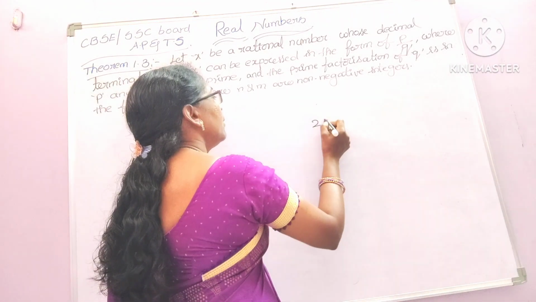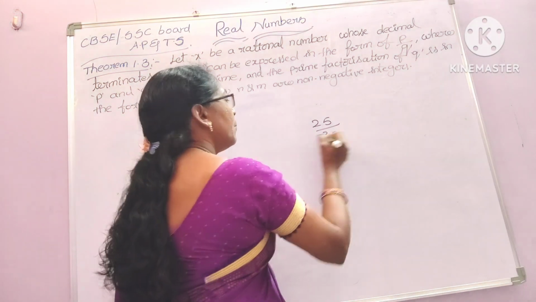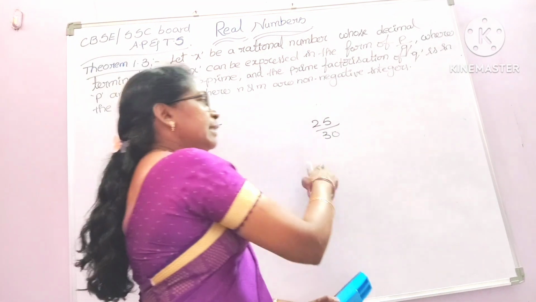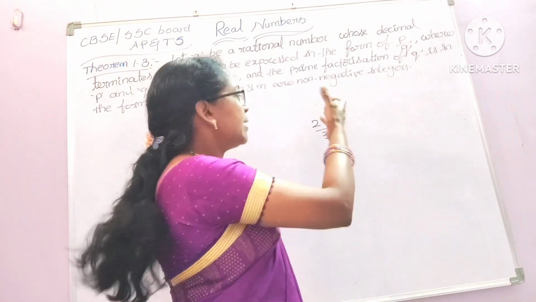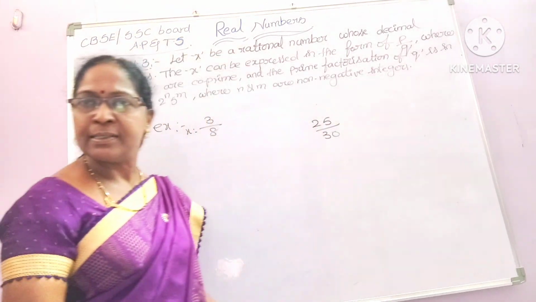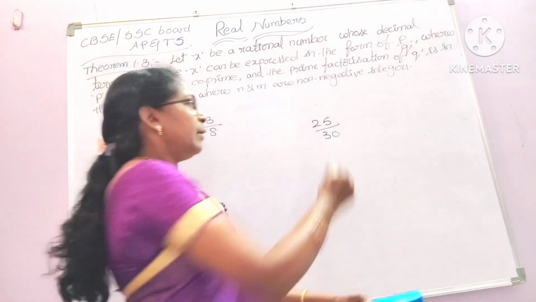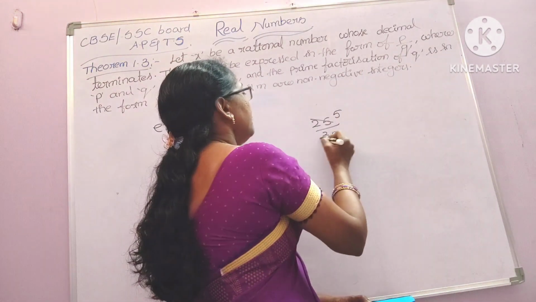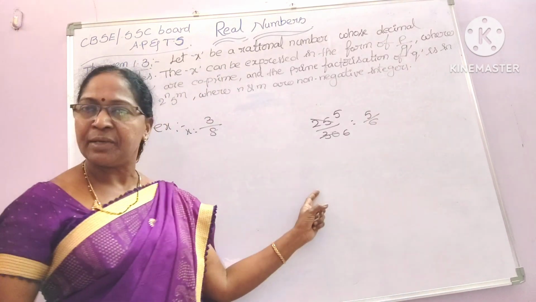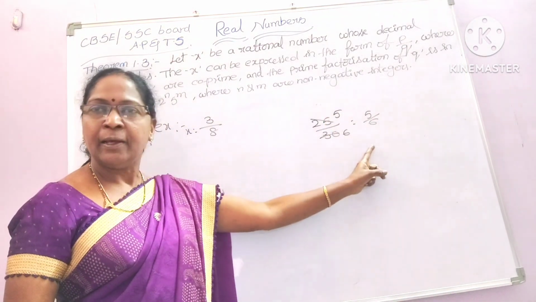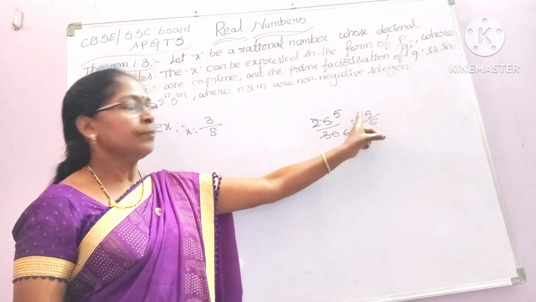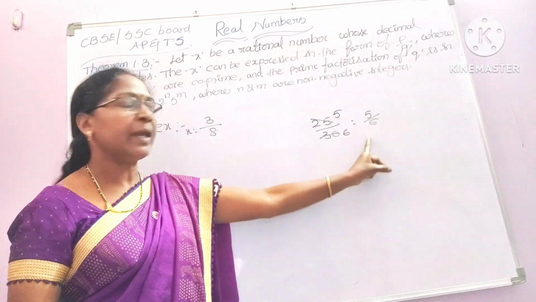For example, here 25 by 30 is a number. This is also a rational number, so this is also in the form of p by q. But you can simplify both the numbers. In both the numbers, 5 divides 5 times and 6 times. So 5 by 6. After simplification, whatever number you get, these two numbers we call co-prime numbers.